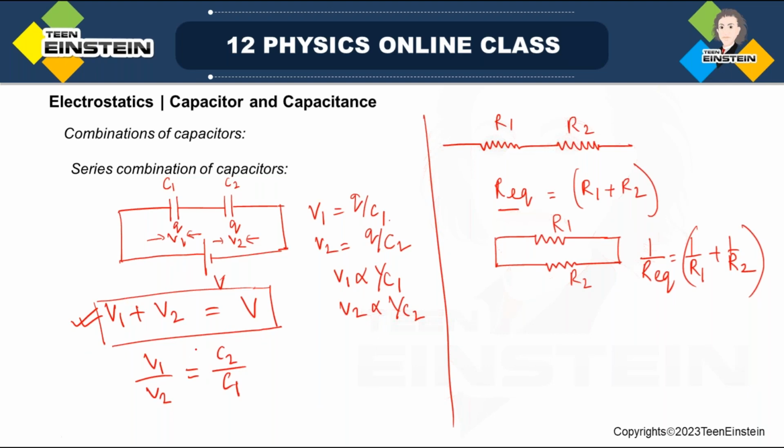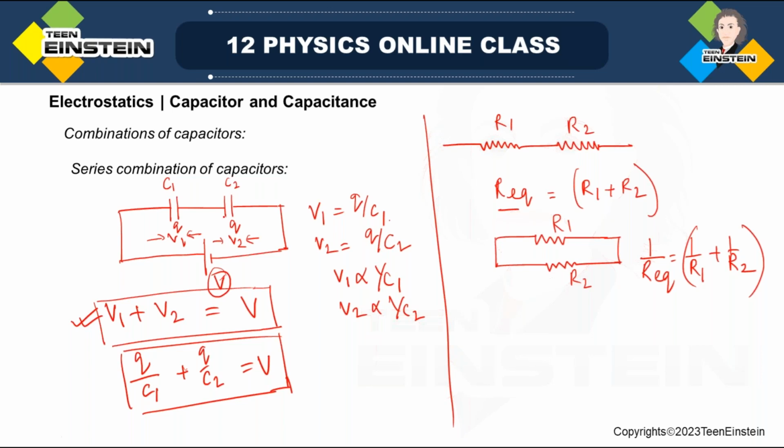And then I can write V1 plus V2, as I had written already: Q by C1 plus Q by C2 is equal to V. Now suppose I am replacing the individual capacitors with an equivalent capacitor, and the capacitance of that equivalent capacitor will be such that with the same applied voltage, it can store the same amount of charge Q. The same amount of charge will flow through the circuit even if we replace these two individual capacitors C1 and C2 with the equivalent one.